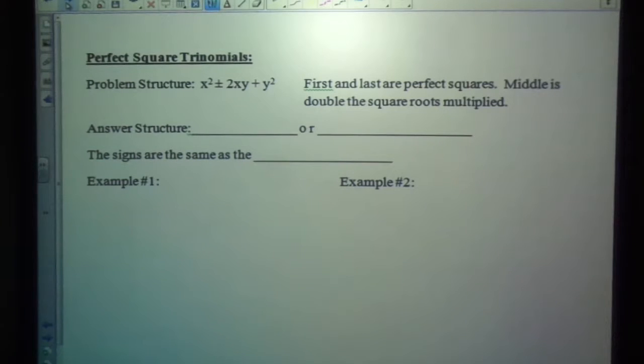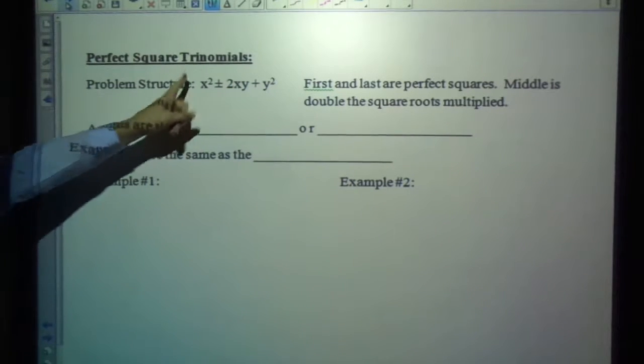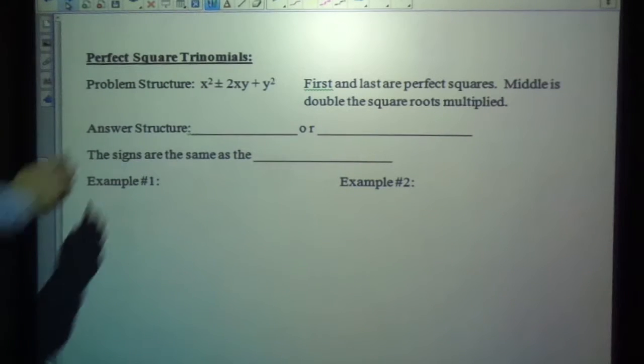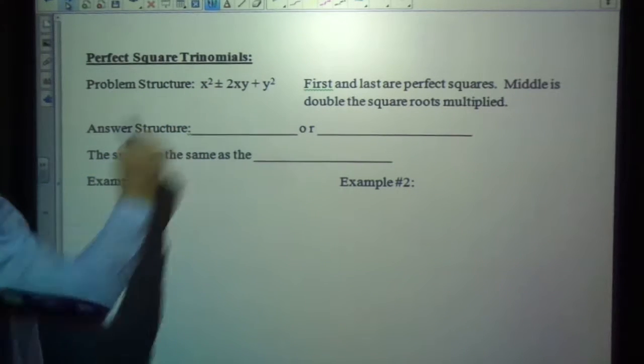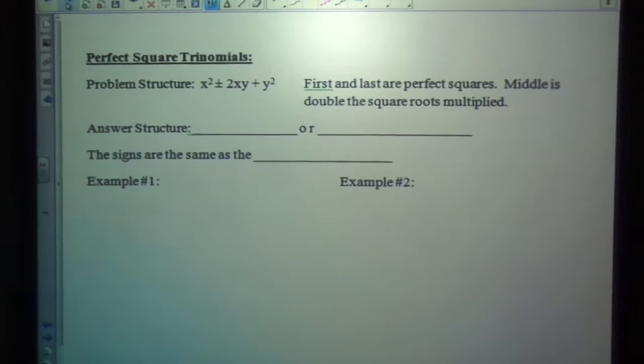Okay, that's the first special kind. The second special kind is called a perfect square trinomial. So trinomial tells us there are three terms instead of just two. Okay, and the way it works is that the first and the last are perfect squares, just like the difference of squares. But the middle could be positive or negative, and it has to be double the square root of this times the square root of this. So the middle is double the square roots multiplied.